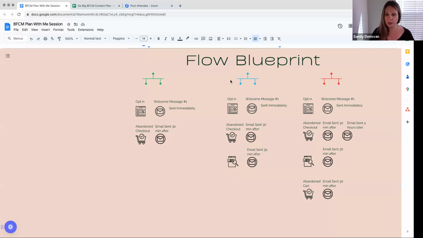If you are on blue, make sure you also add to that the browse abandon flow. I'm sorry, this isn't labeled. I just noticed that, but that's browse abandon. They're viewing the product there. And then for red, if you want to go all in, I would add to that an additional abandoned checkout email, and I would also add the abandoned cart email. And if you do that, that is going to cover all of the biggest sale touch points during this season.